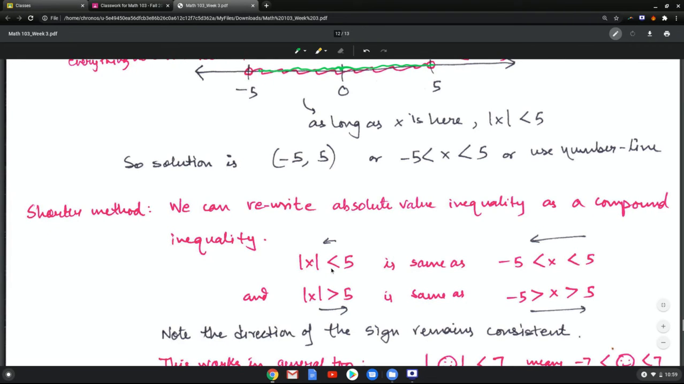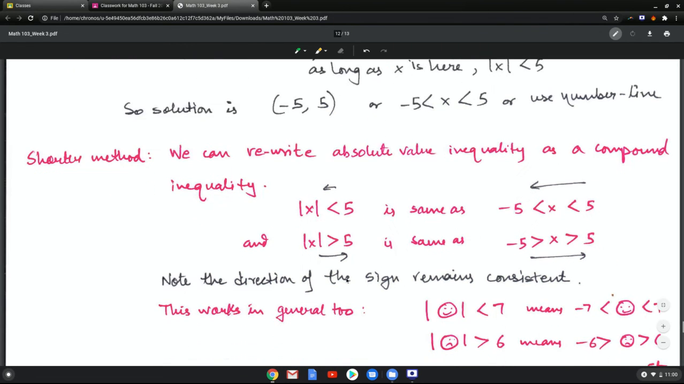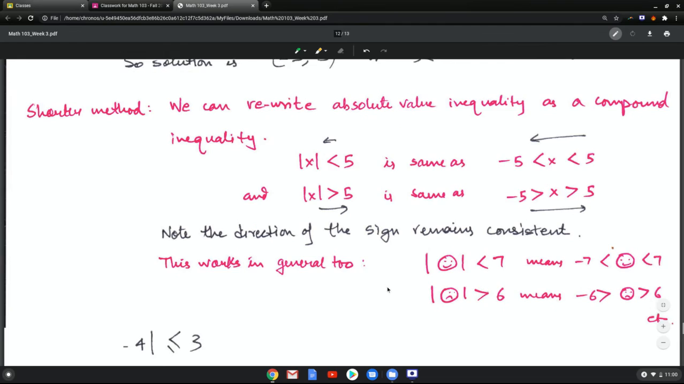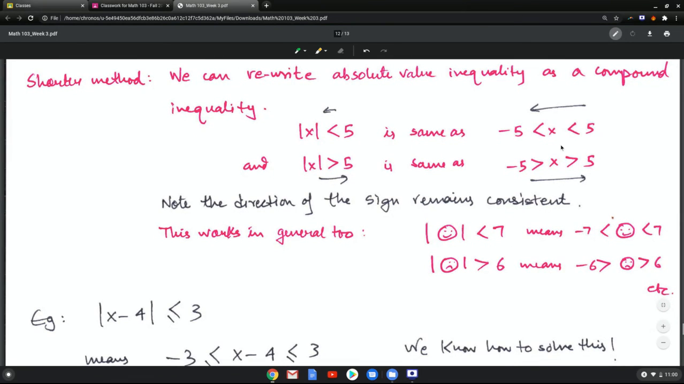Remember, absolute value of x less than 5 is the same as negative 5 less than x less than 5. You can check that the direction is preserved. It's going to the left, that's why everything is to the left. If it's greater than, everything is going to the right, so you rewrite it as going to the right. The direction of the sign remains consistent. This works in general too, meaning it can be anything. It doesn't have to be x. If you have smiley face less than 7, and so on, it just works.